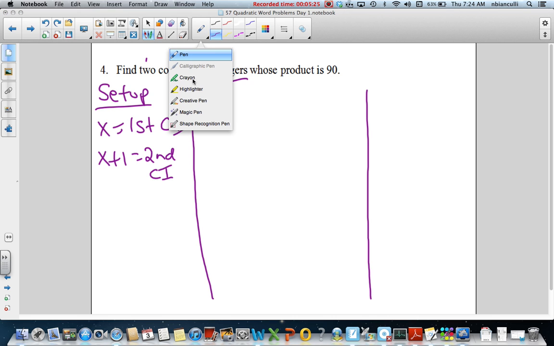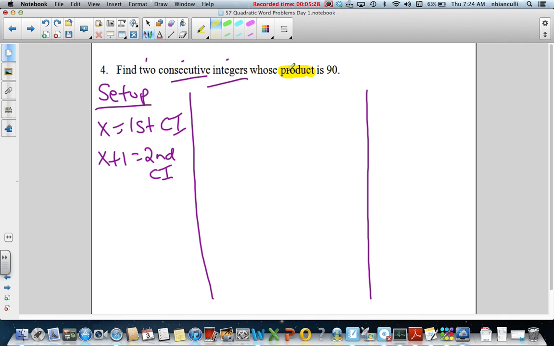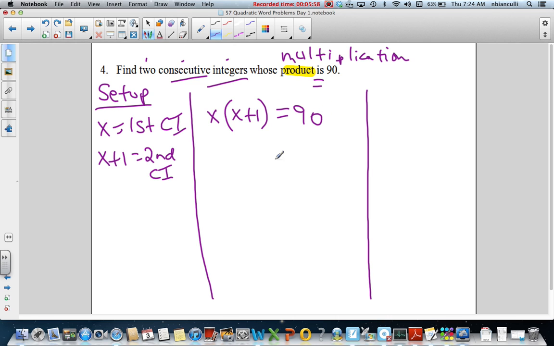Now this is a little new for us. We want the product to be 90. The word product means multiplication. So I want to take these two consecutive integers and multiply them, and it has to equal 90. So when I multiply x and x plus 1, the x plus 1 is coming with two terms, so I have to remember to surround it with parentheses, and that equals 90. And now we'll distribute. So we have x squared plus x equals 90.